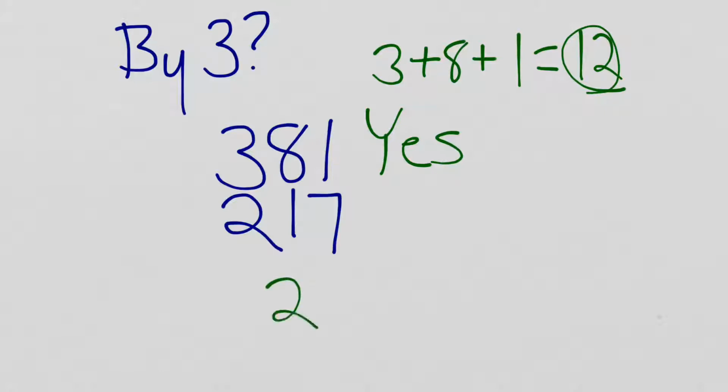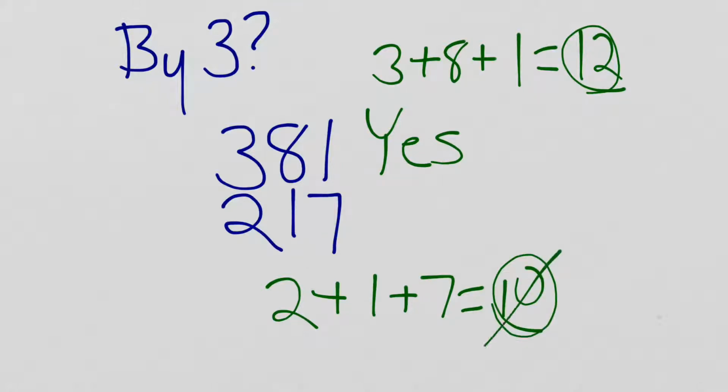217, 2 plus 1 plus 7 equals 10. That is not divisible by 3. 3 is not a factor of 10, so 217 is not divisible by 3.